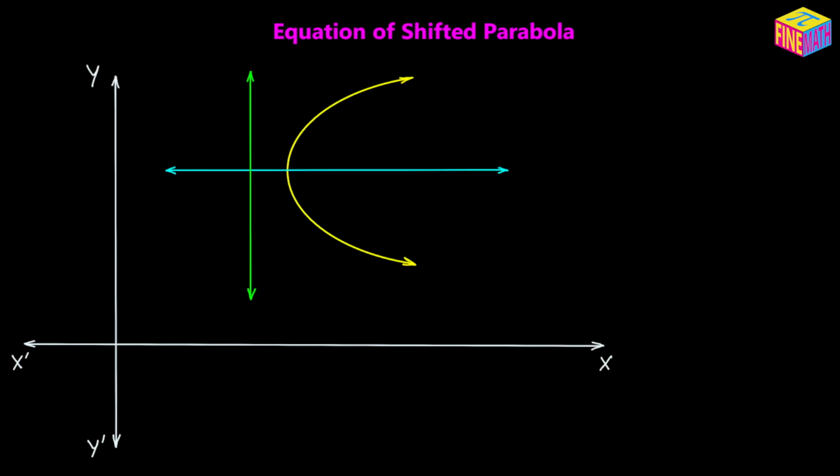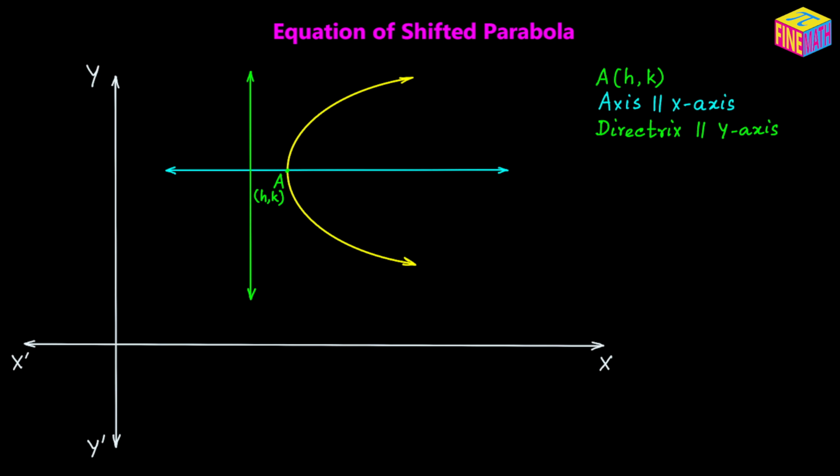Let's suppose this parabola has been shifted in such a way that the vertex is now at (h, k). And also the axis of this parabola is parallel to the x-axis. And obviously the directrix would be parallel to the y-axis. It will be perpendicular to the axis which is parallel to the x-axis. That means the directrix will be parallel to the y-axis.